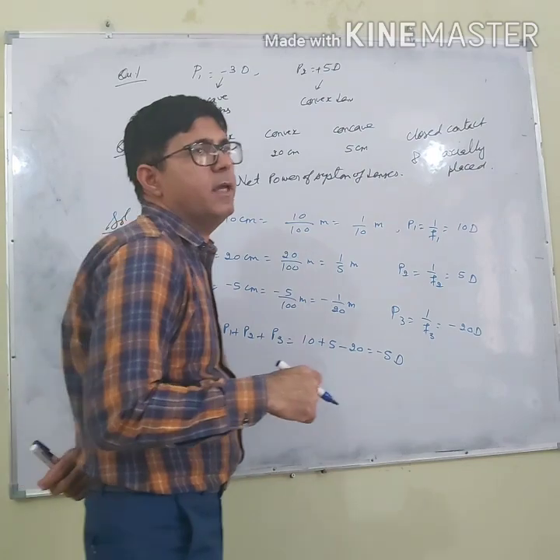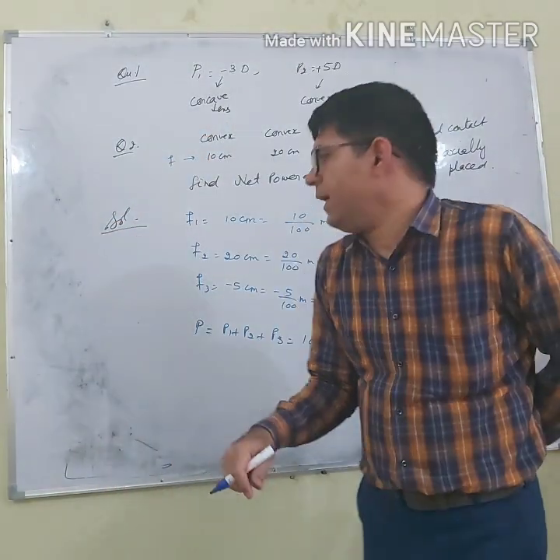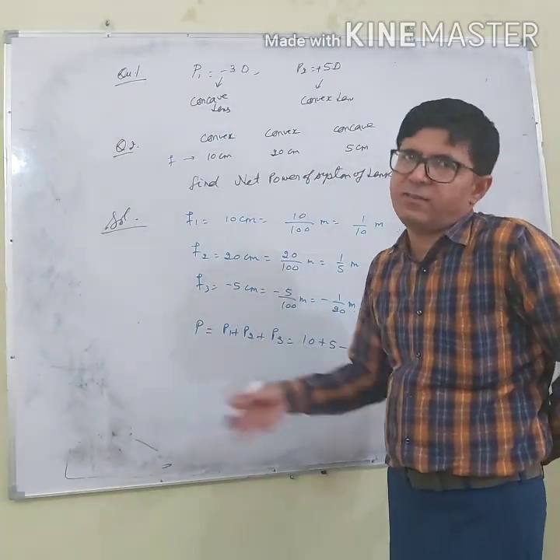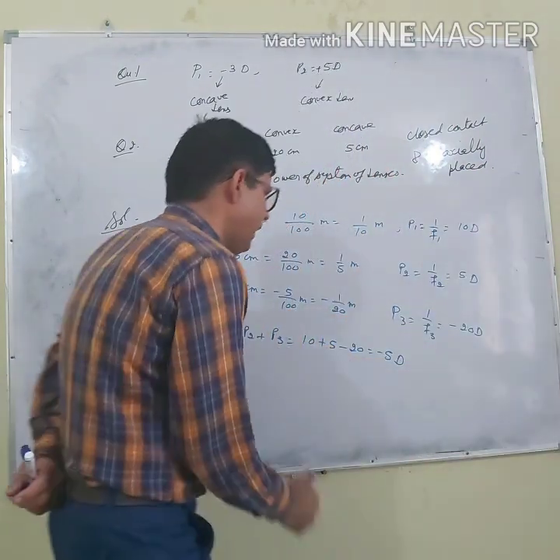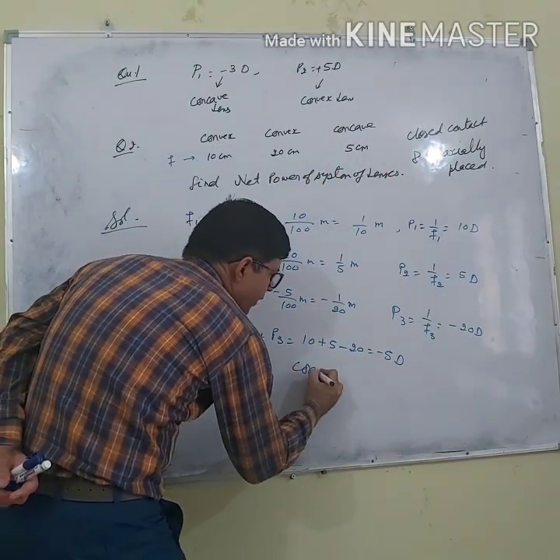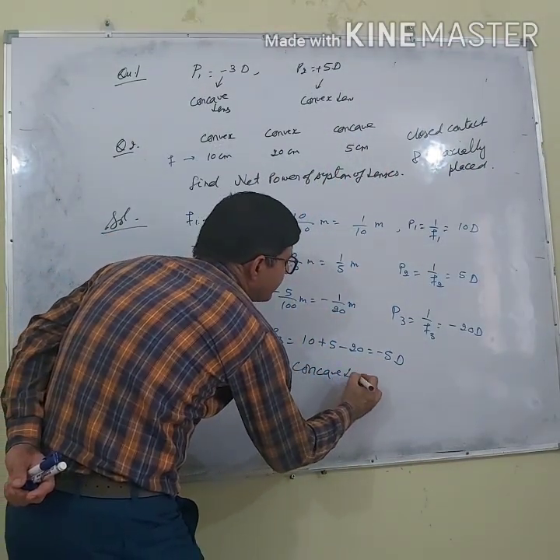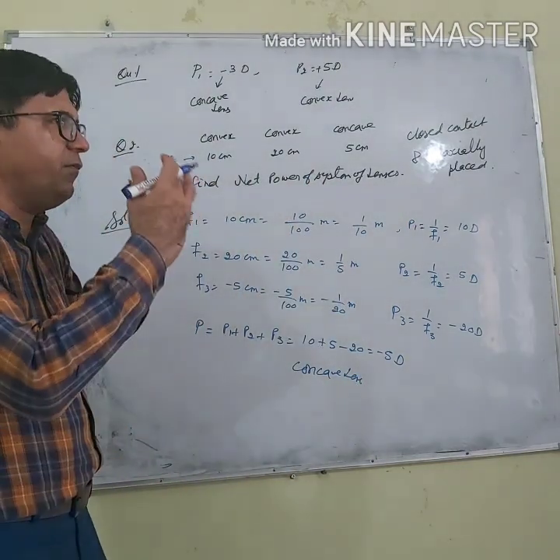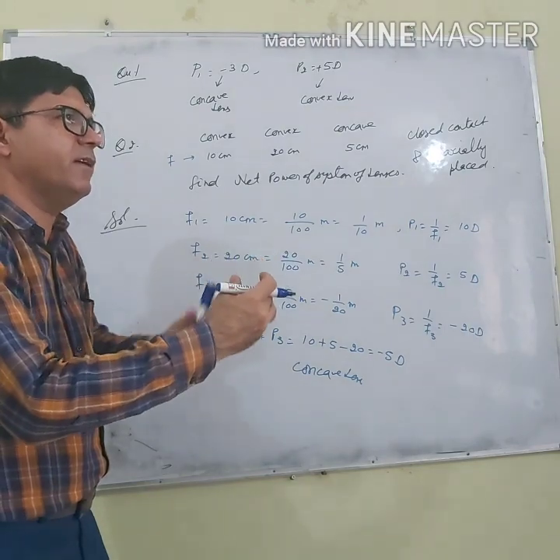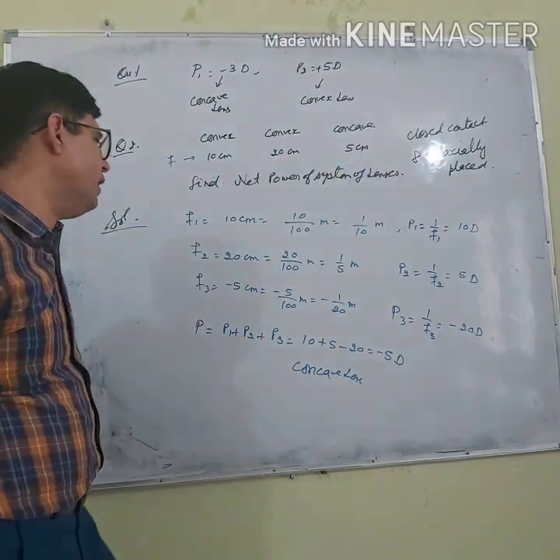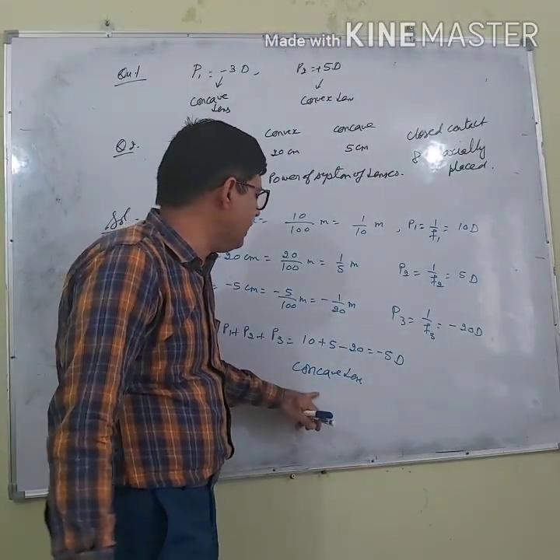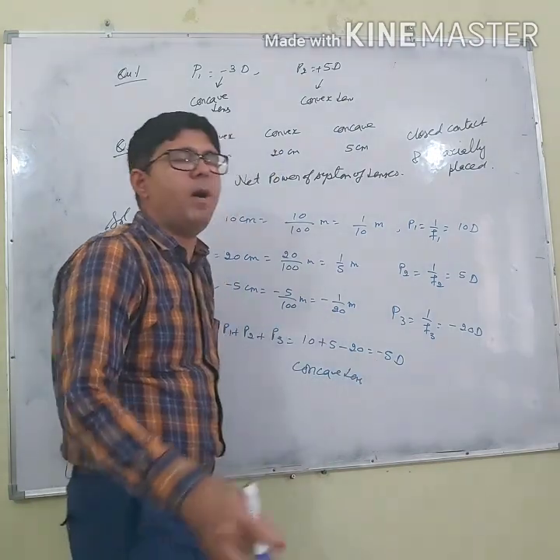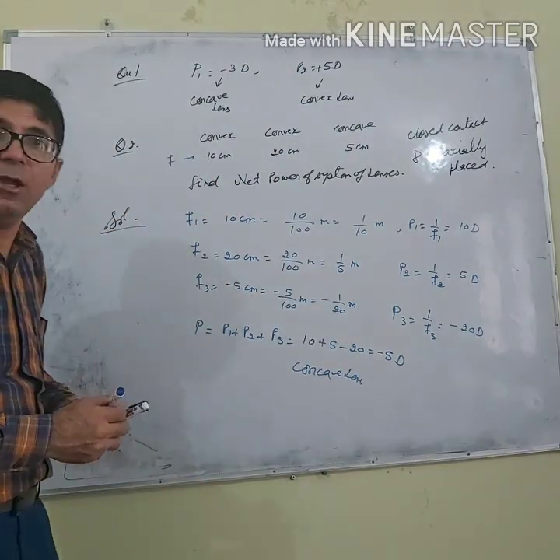My question is, does this system act as concave lens or convex lens? This system will act as a concave lens because its power is negative. So if I join these and try to see this, the result will be the same as if it is a single concave lens of power minus 5 diopter.